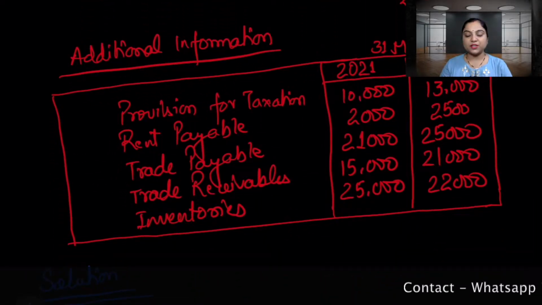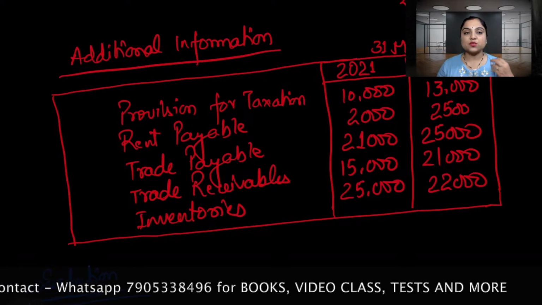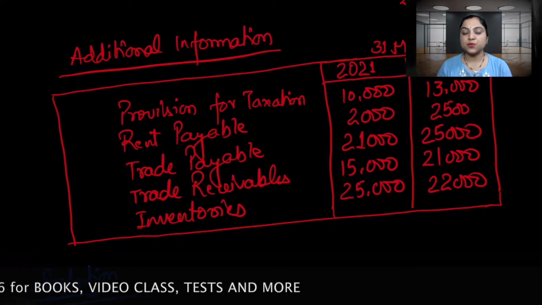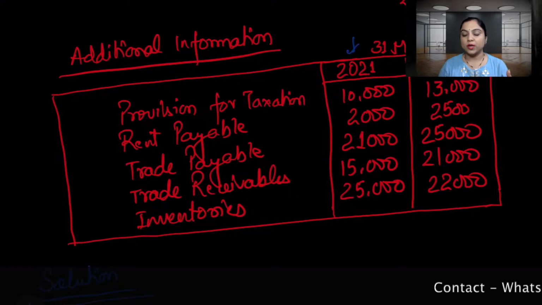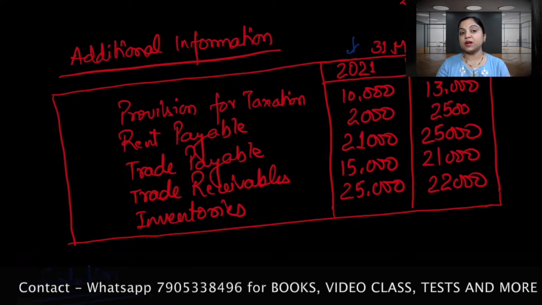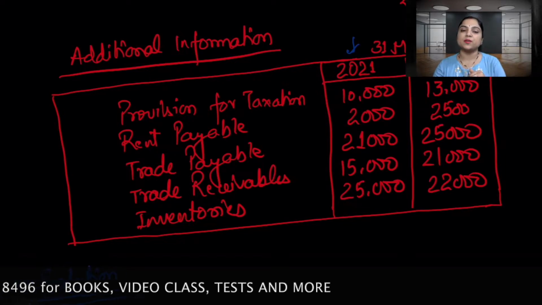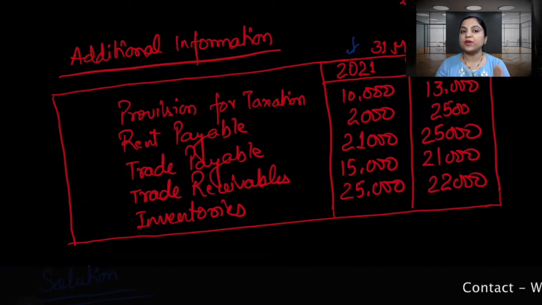We have additional information from the past year and the current year. One more question comes to the mind of students: will this sequence always be there, that we have the past year first and then the current year? No, this can be switched. Sometimes you get the current year before the past year. This is a basic mistake mostly made by students, so don't do that. Read the question very carefully.